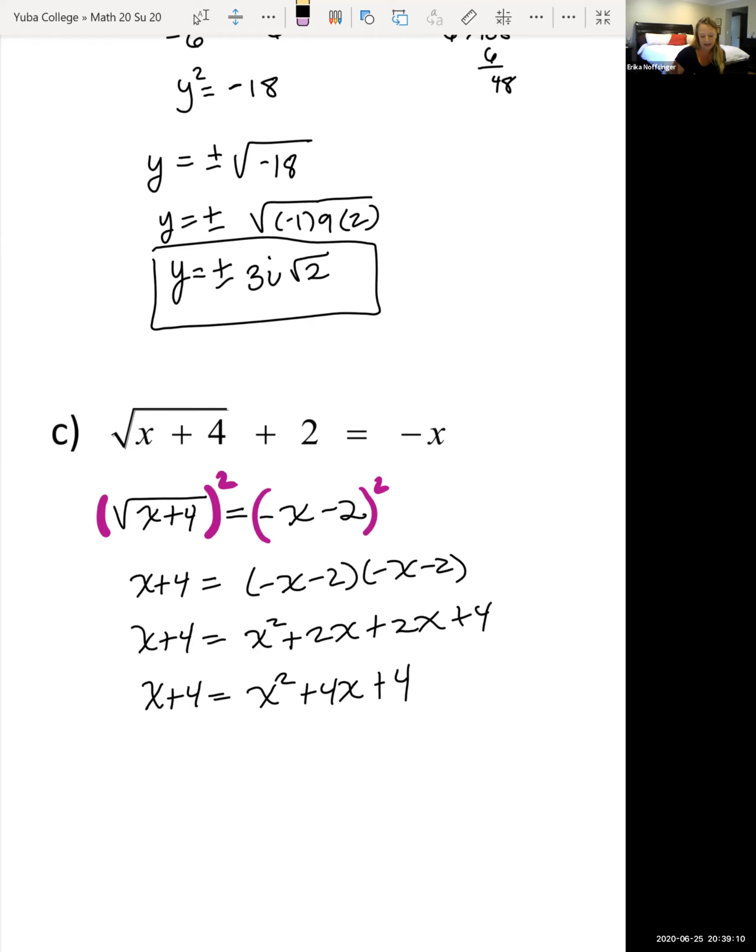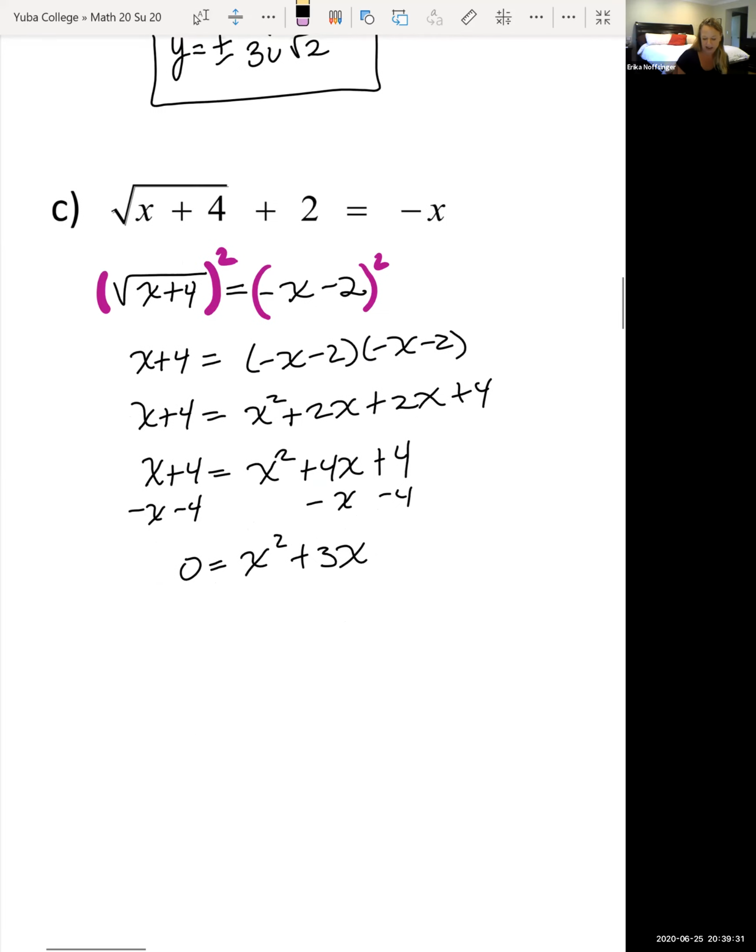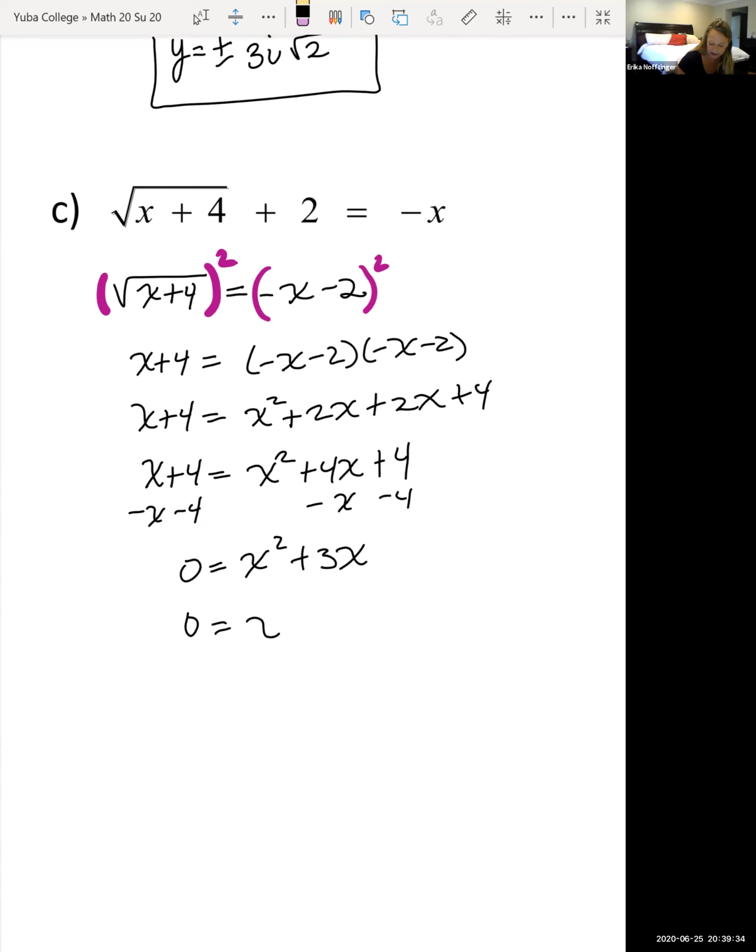So again, quadratic, got to get everything to one side of my equation. So we can subtract x and subtract 4. So we get 0 is equal to x squared plus 3x. Constants cancel. So solve by factoring. We can pull out an x. 0 is equal to x times x plus 3, and then set each factor equal to 0. So we're looking at when is x equal to 0, and when is x plus 3 equal to 0.